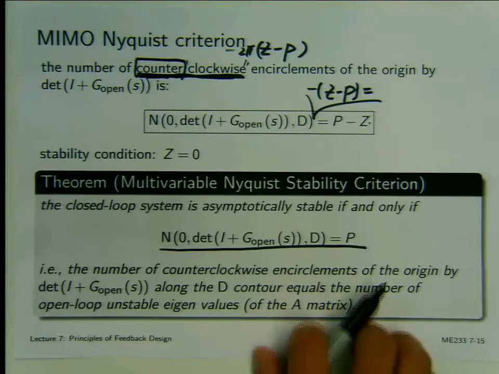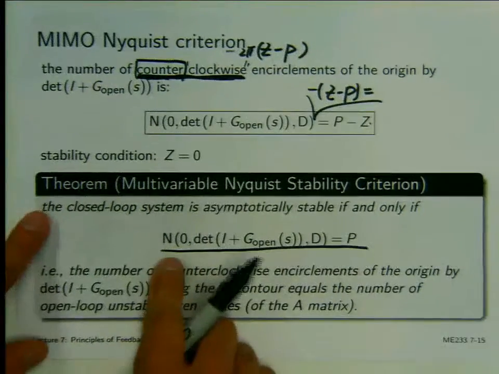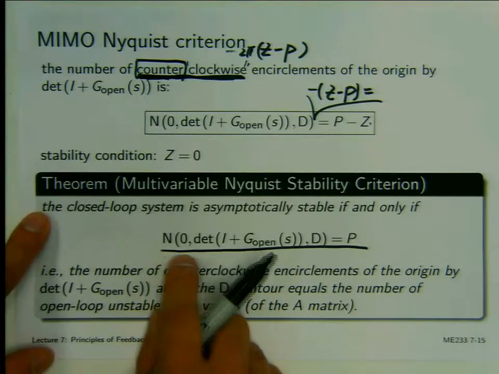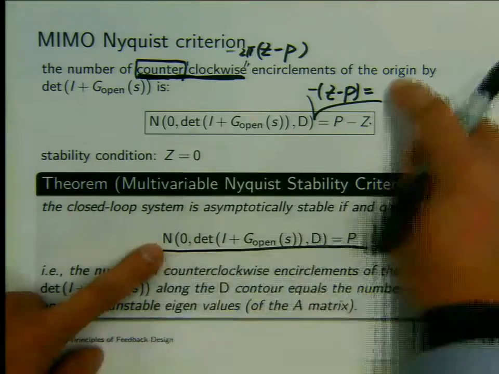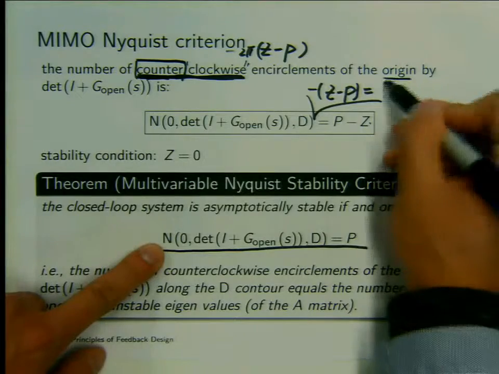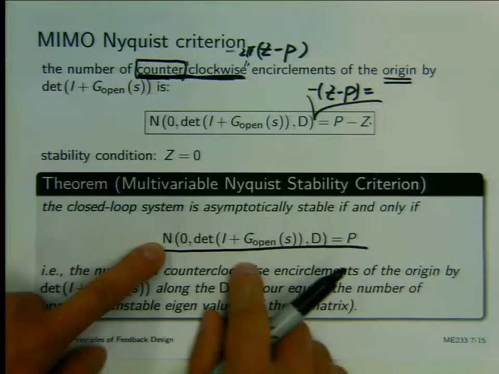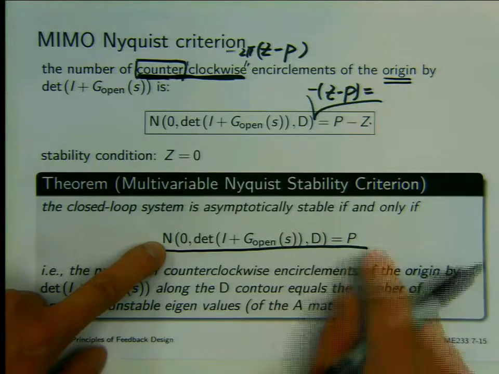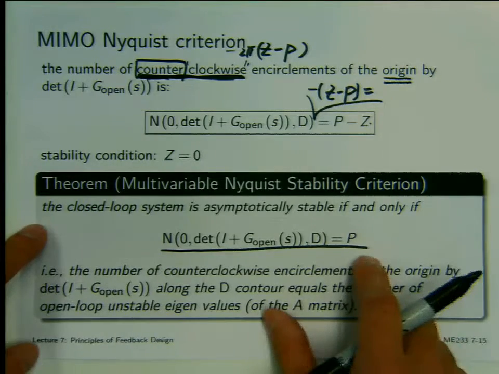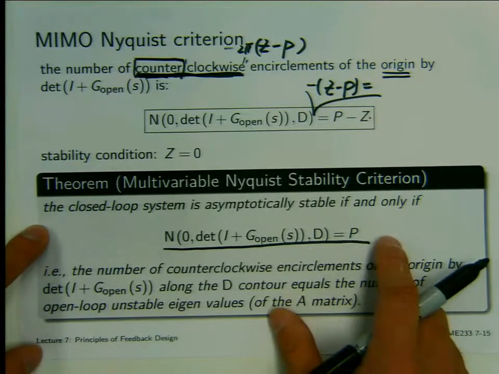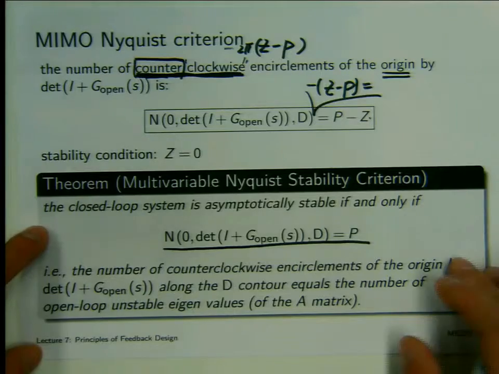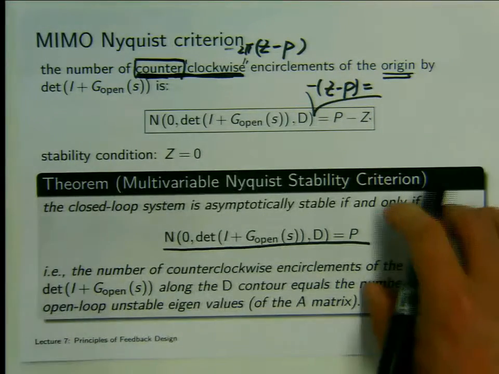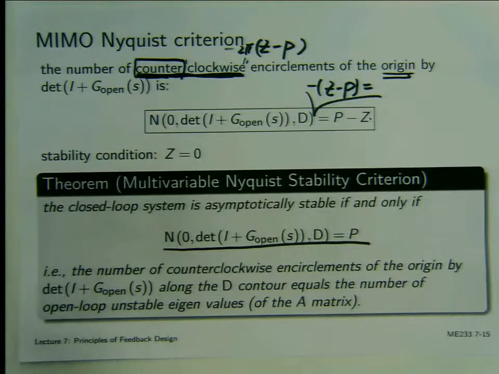So this means the number of counterclockwise encirclements of the origin, pay attention to, it is encirclements of the origin, has to be equal to the number of open loop unstable eigenvalues. Okay? This is the origin. In the single input, single output case, you see encirclements of the negative 1 point, which we commonly use.